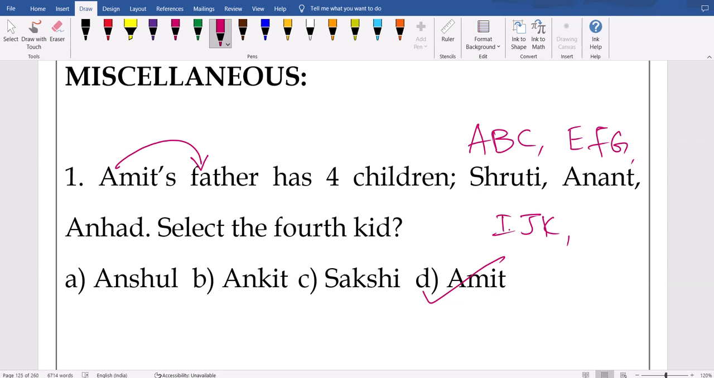Here, okay, Shruti, Anant and Anant, people will get the idea. What is the fourth one? But they'll give it like Amit's father has 4 children, A, B, C, E, F, G, I, J, K. Then we'll think, okay, these letters have some logic. We'll think in that logic, but the question's answer is Amit only. Already one person is there, right? So, next one.